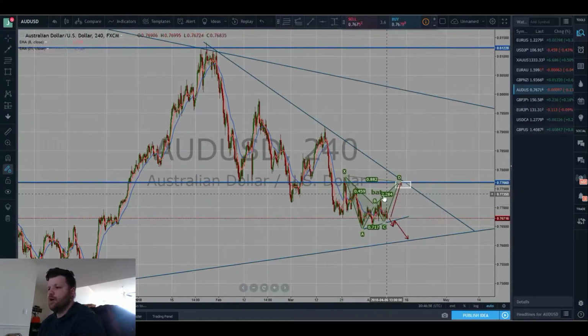It is a relatively small pattern, though, not significant in size. But that doesn't mean it's not going to complete or any less likely to complete. So that's what we're looking for right now.